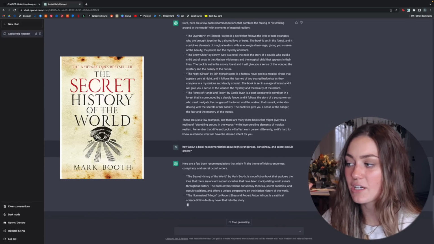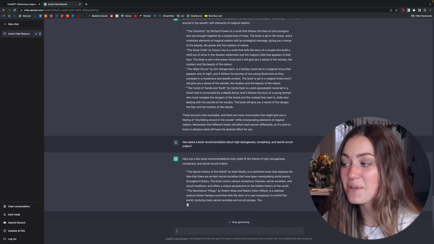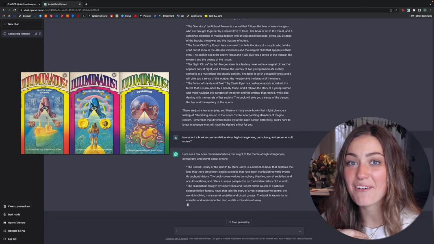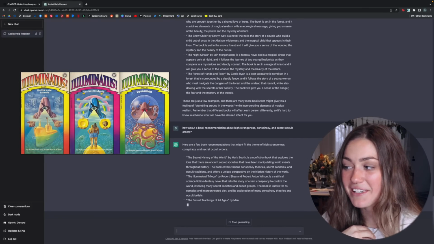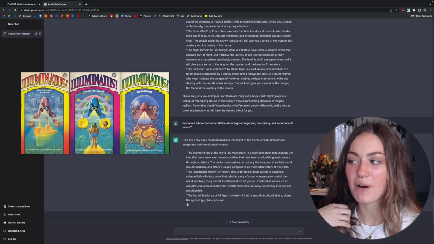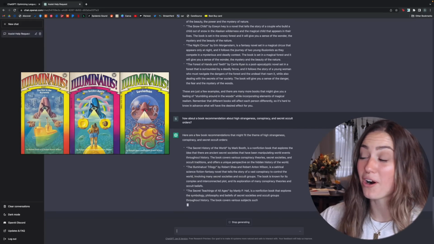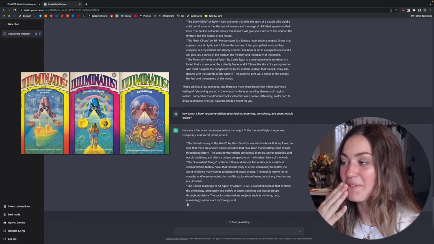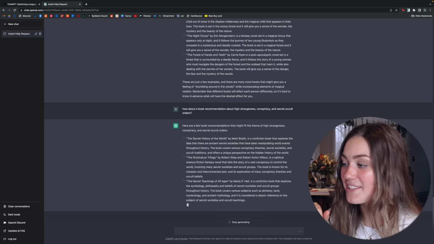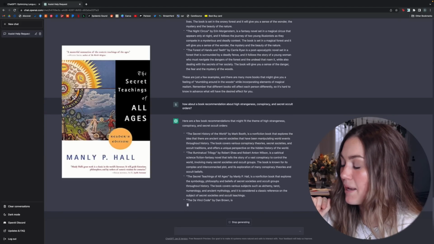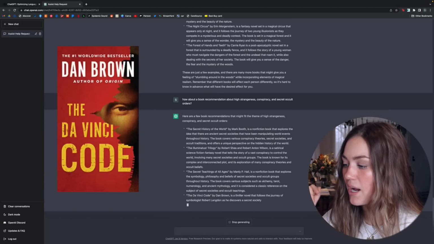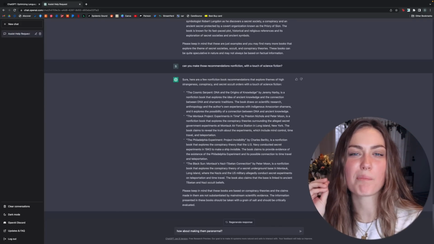Okay, so the first one was The Secret History of the World by Mark Booth, but the next one is The Illuminatus Trilogy. We have those because Caleb found them somewhere online and he read the first two and they are bizarre. He's gonna love that it gave that recommendation. That's so funny. The other ones are The Secret Teachings of All Ages by Manly P. Hall, The Da Vinci Code by Dan Brown, but I'm wondering if they can make it more paranormal, more on the high strangeness side.